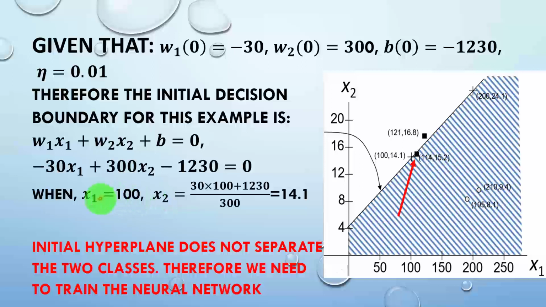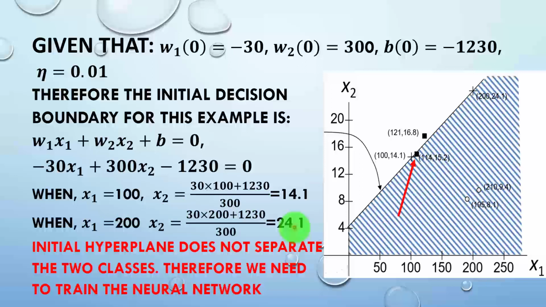So x1, 100, we get x2 is 14.1, and when x1 is 200, we get 24.1 for x2. So these are the 2 points, okay? This is 1 point, and this is another point, and we draw the line. But now, you see, there is one problem. The problem is that this value, which is 114 and 15.2, which is actually in class C1, now it's in class C2.